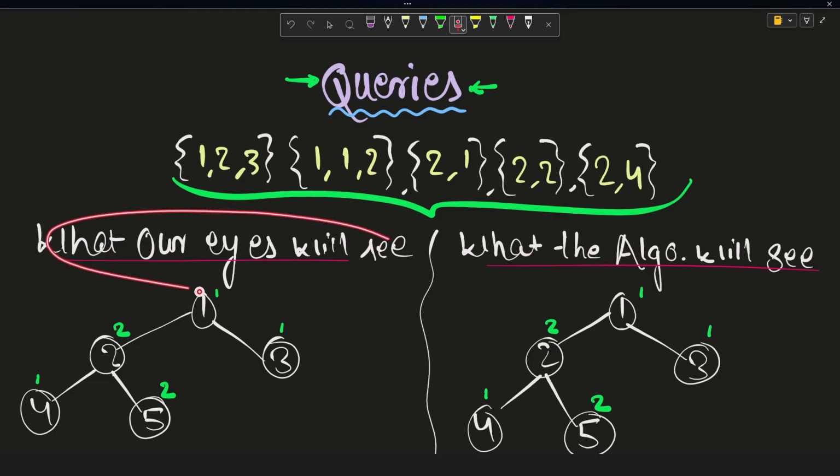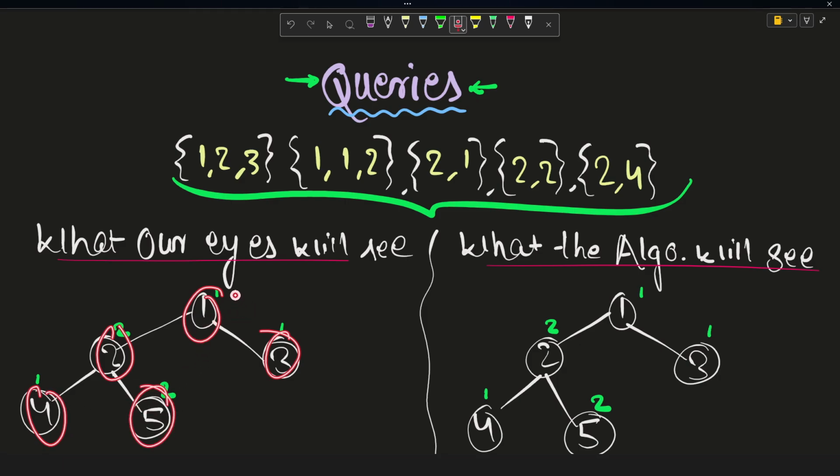On this side, as I have written, what our eyes will see, I will do the same thing the question has asked us to do. So if the question asks us to add a value of +2 to this node and -2 to this node and again +2 to these nodes, then I will just do the same thing without any change. But our algorithm will not be able to do this directly, right? Whatever the algorithm will do with this tree, I will write here. That's why I have drawn two figures here. So let us do it one by one.